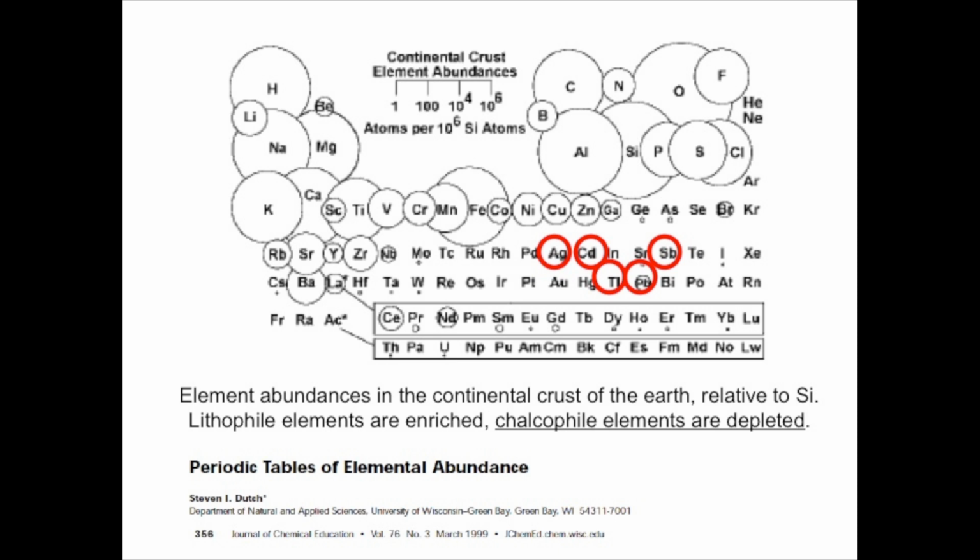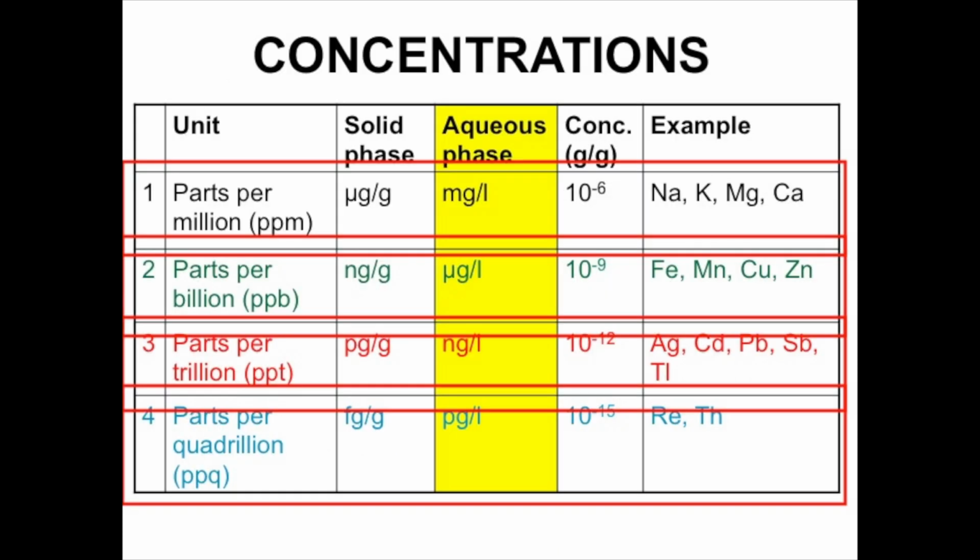This is a summary of the abundance of the elements in the Earth's crust relative to silica. The only point I want to mention here is that for the elements I study, lead, antimony, silver, cadmium, and thallium, their concentrations in the Earth's crust are very low. That's why we call them trace elements. And the concentrations in water may be extremely low, and I'll come to that.